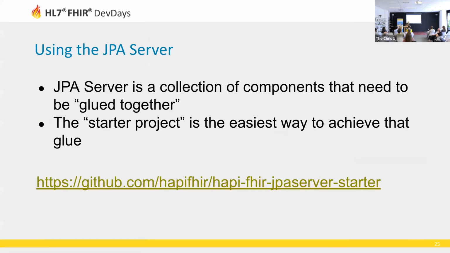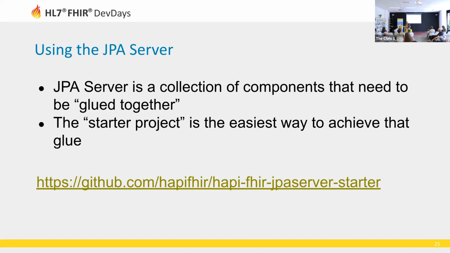So there we go. Using the JPA server is kind of a neat experience, I find. I'll draw attention to the starter project for this. And once again, there's a link to that on the Get Started link on our website. The JPA server starter is the one project that works differently from everything else in HAPI FHIR. Everything else in HAPI is purely a software library. So the idea is you would include our jar files in your Gradle file or your Maven POM file, your Ant file or whatever. You'd pull them in and write an application around it.